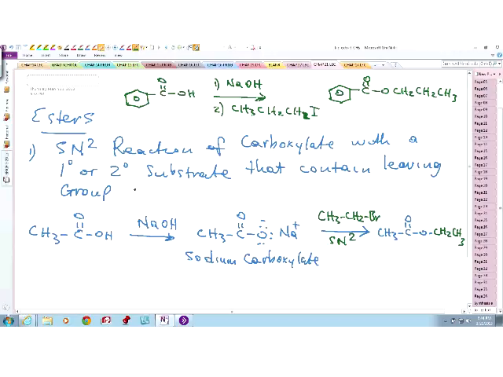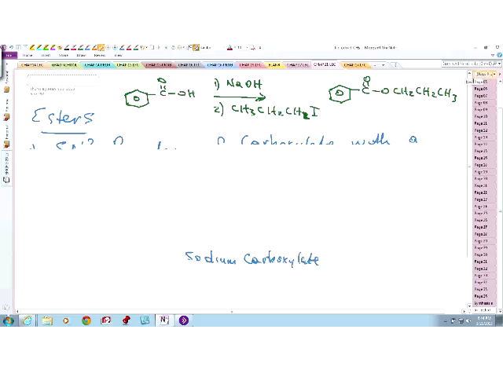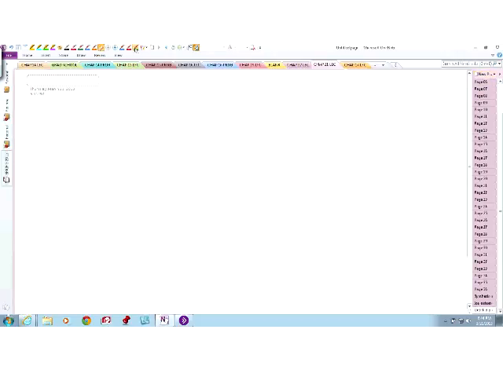Okay, now method two, I told you there are two methods we could use for making esters. Number two is acid catalyzed. Well, let me go to a new page. Method two will be acid catalyzed.